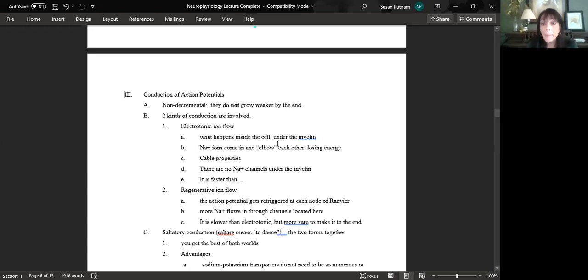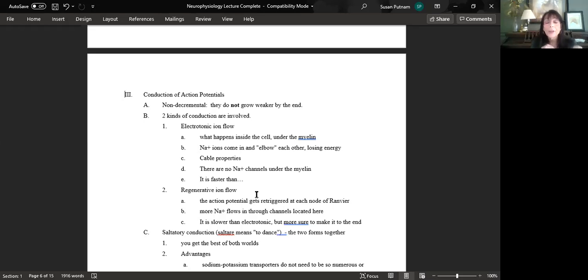So what is happening underneath the myelin is the electrotonic. It's got cable properties. Think of an electric cord carrying the electric down. There are no sodium channels under the myelin, and that is a great thing. We're not wasting extra materials like proteins, and it is faster than the regenerative ion flow, which is what occurs at the nodes of Ranvier, if we're looking at that area.